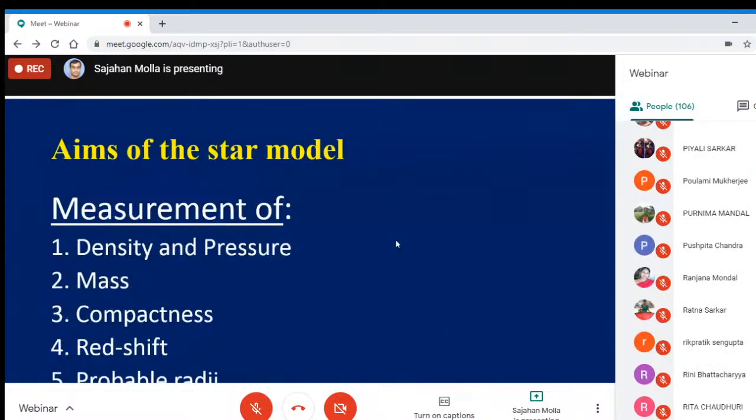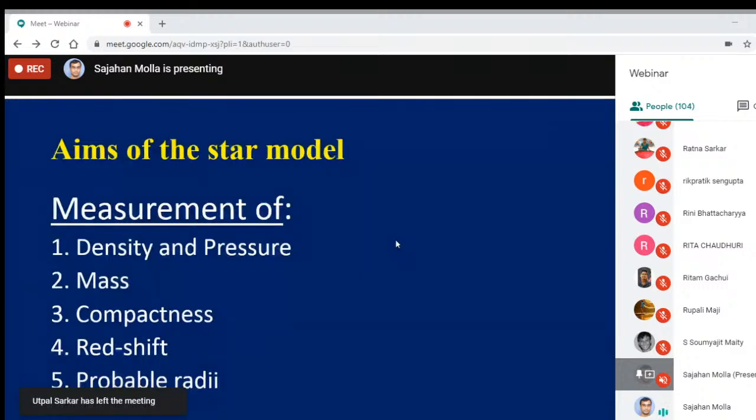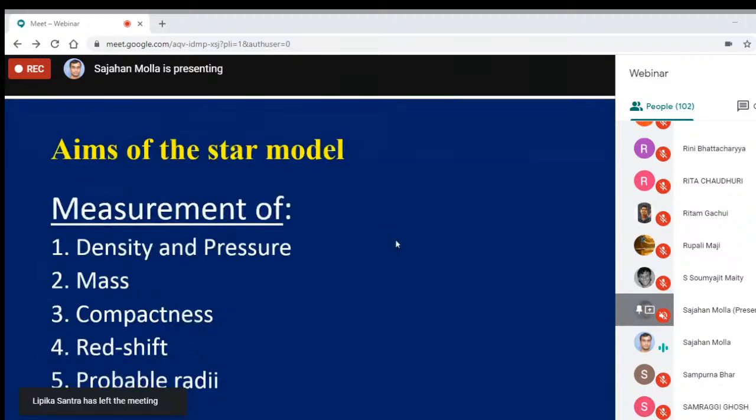Since anyone can give a stellar model, by the stellar model what do we want to find out? We want to measure by the model the density and pressure inside the star as well as the pulsar, and its mass, its compactness, redshift, and probable radius of the star or pulsar.